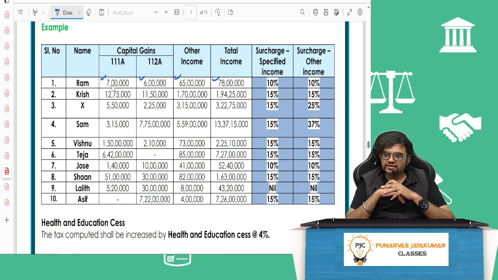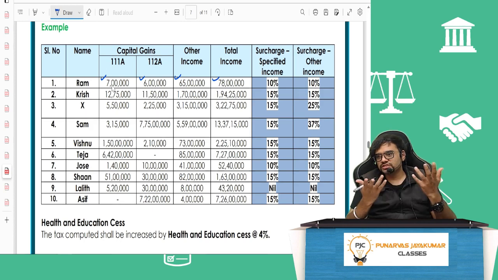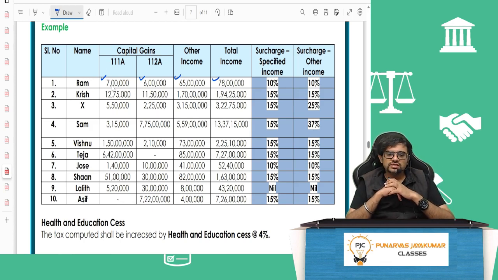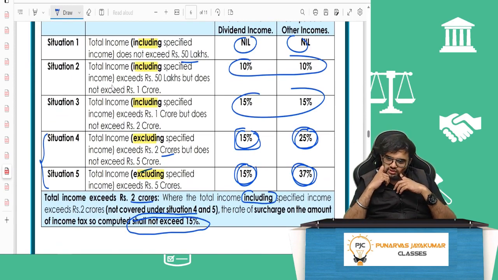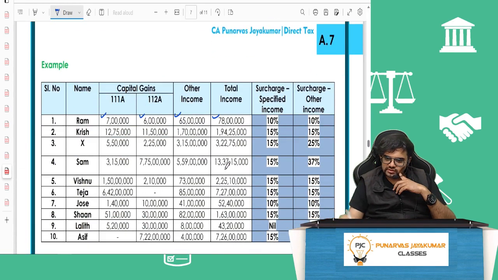Then for other income, 65 lakhs, once you compute the tax, what is the surcharge? 10%. Here I need not compute separately. Tax I'll compute separately, but surcharge I can put in one shot because it's 10%. Next one you see. 111A, 12 lakh 75. Then 112A, 11 lakh 50,000. Other income 1.7 crore. Both including, it is less than 2 crore. Which situation? Third situation. 15%. Very simple. Tax I will compute separately, but surcharge will always be 15%.